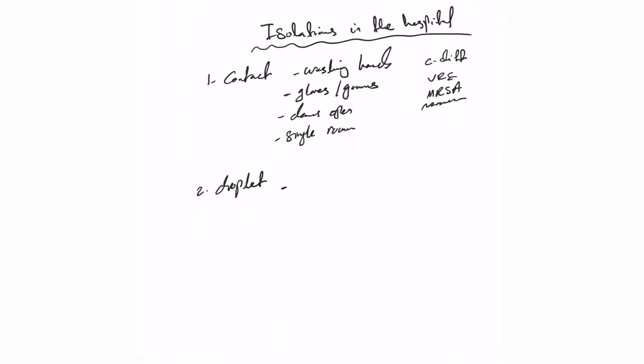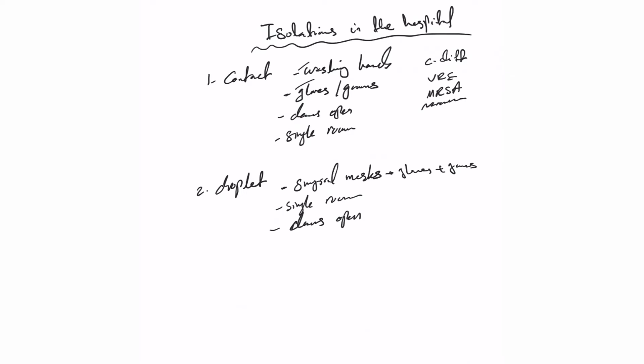The second one is droplet, and it's a ladder. In droplet, we're going to use again washing hands, gloves and gowns, plus a surgical mask. So this is a plus gloves and gowns, as we said. Single room, of course, and doors can remain open.